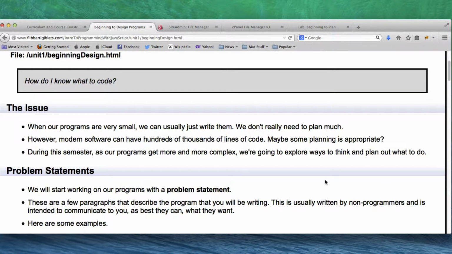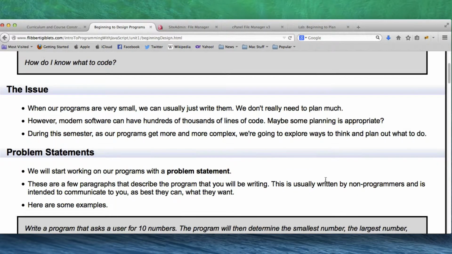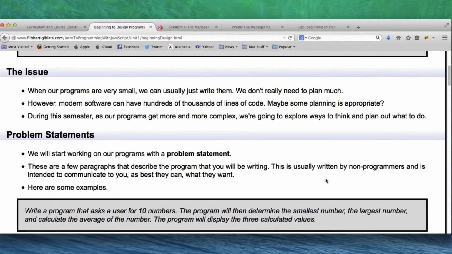So let's look at a few examples. So here's one. Maybe you're asked to write a program that asks a user for 10 numbers. The program will then determine the smallest number, the largest number, and calculate the average of the numbers. The program will then display the three calculated values.